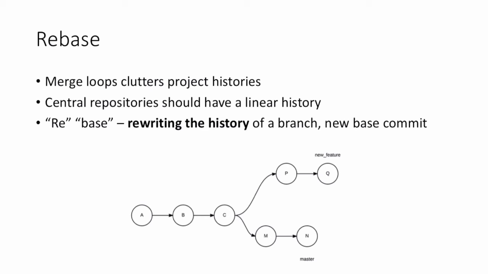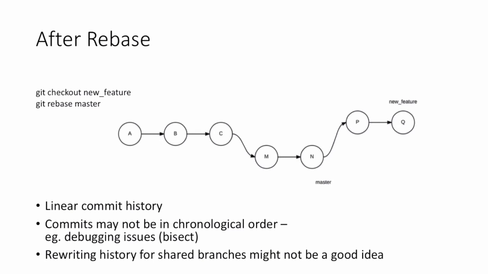To perform a rebase, we must first check out to the new feature branch and then use the rebase command on master. The figure here shows the result of the rebase command. Interestingly, it has led to a linear commit history. As you can see, the new commits in master have been taken and put just after the common commit C.